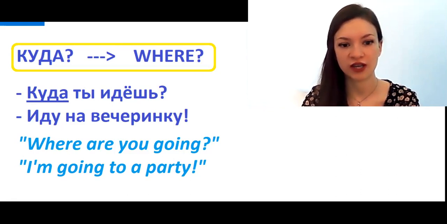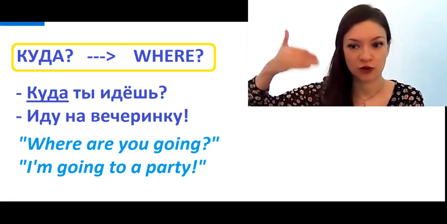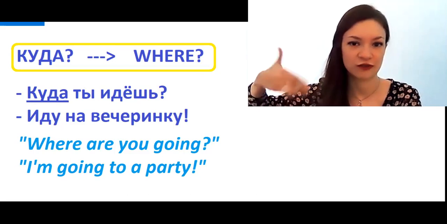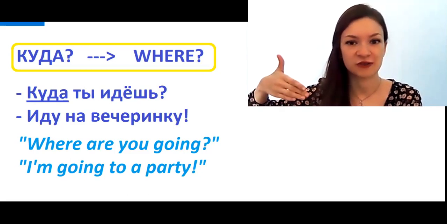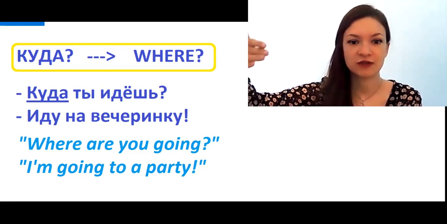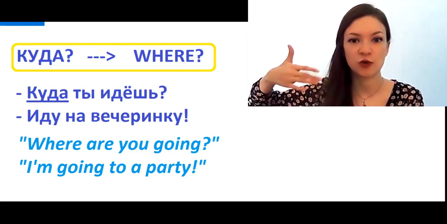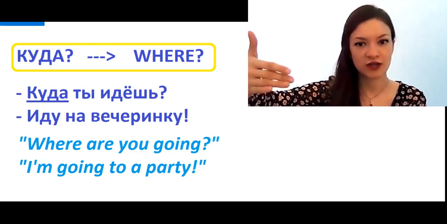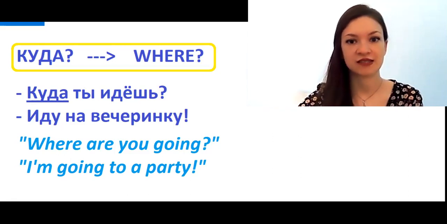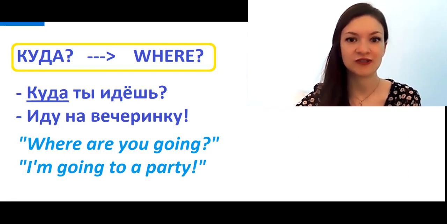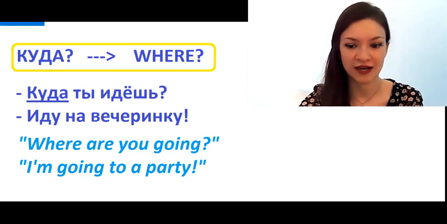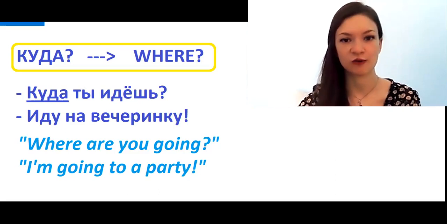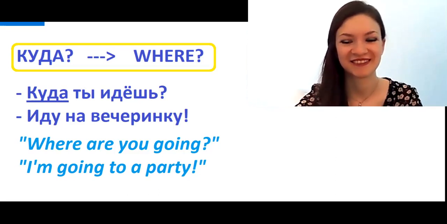Where are you going? I am going to a party from one place, most probably from house or from office, to the party. There is the idea of movement from one place to another. If there is the idea of movement, you use куда, and it means where or kind of to where.